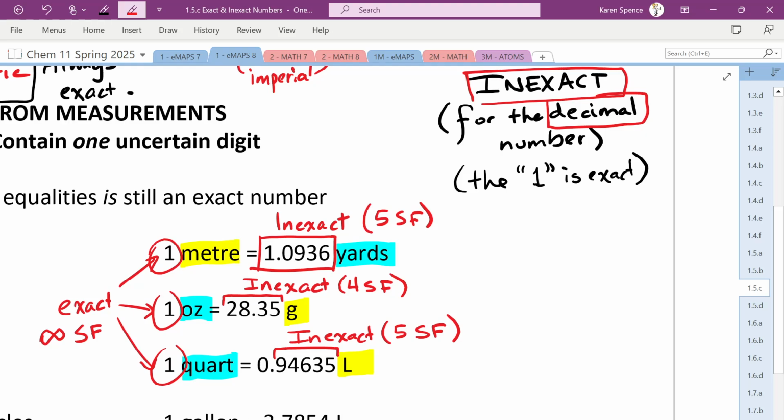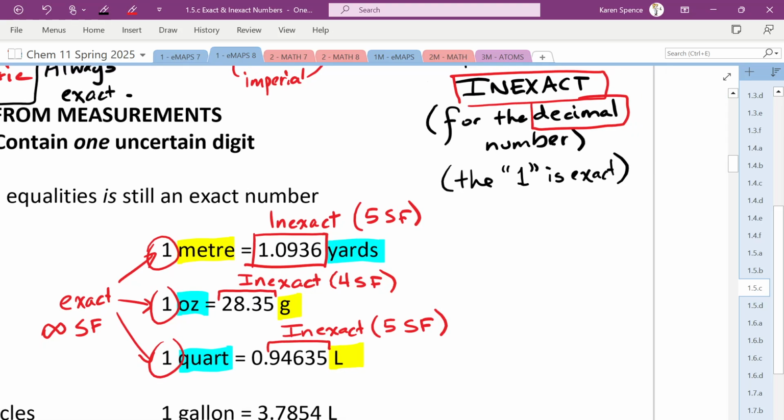This is going to become important because in the next unit, we are going to be doing calculations with sig figs. And if you've done physics, you already know this, the result of your calculation, if you're multiplying or dividing, you are limited in the number of sig figs by the smallest number in the calculation.